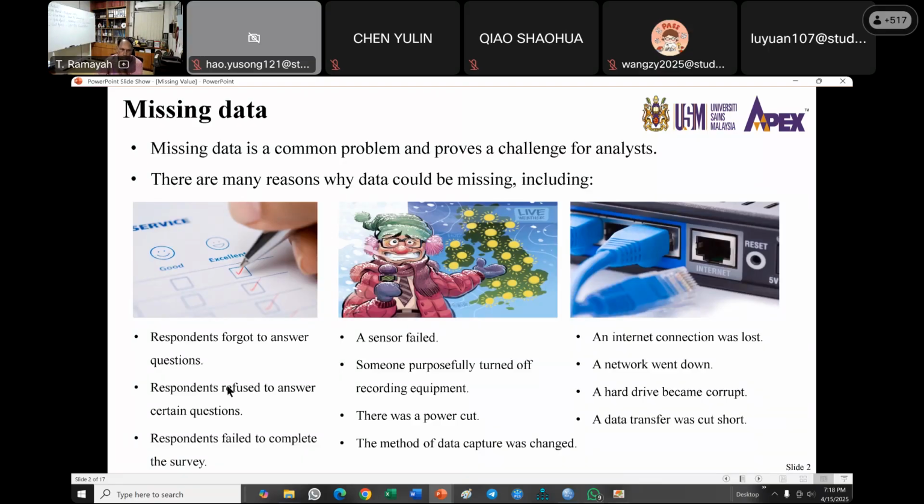If you are doing a survey, the respondent did not answer, or they chose not to answer, or they missed it. Instead of ticking, they forgot to tick. So these are some of the reasons why missing value happens in survey research. If you are collecting data using sensors, suddenly you have a power cut. During the power cut, the sensor will not be working, so you cannot collect live data, right? If you collect data using the internet, let's say your network is down or lost, you will lose some data, right? That is what we call missing data.